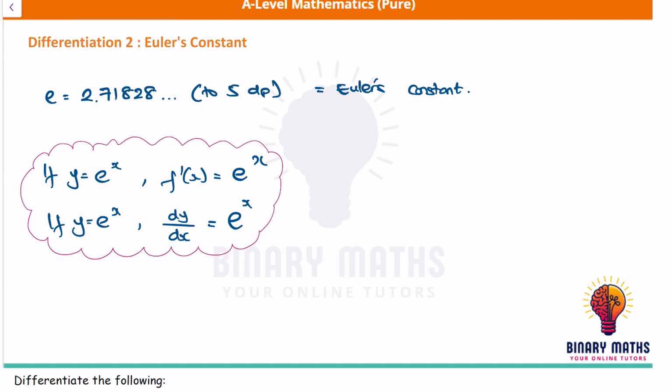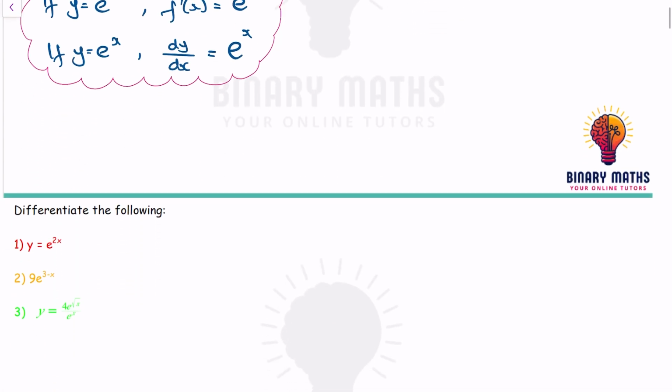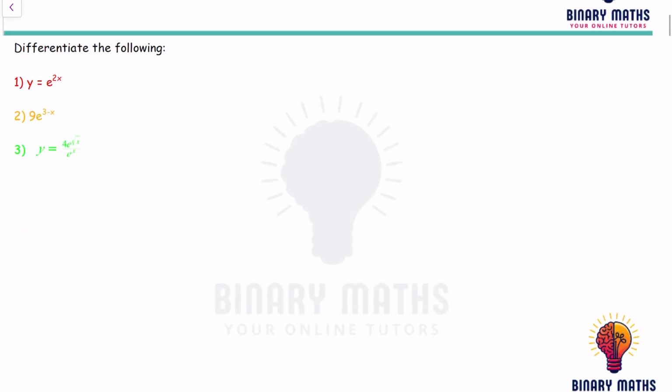Okay, so let's look at some questions where we have to use the chain rule to differentiate functions involving e to the x. Okay, so differentiate the following. First is e to the 2x. So let u be equal to 2x. And then y is equal to e to the u. du dx would then be 2.